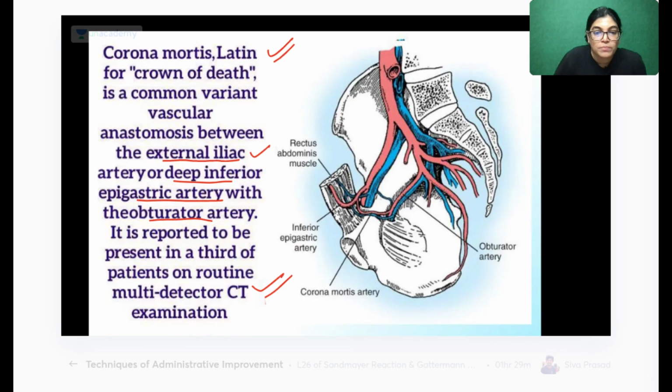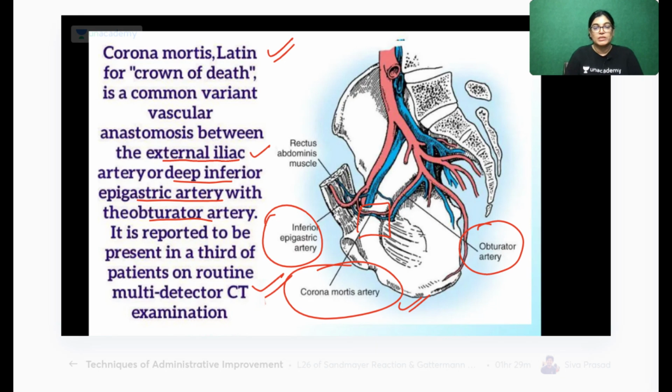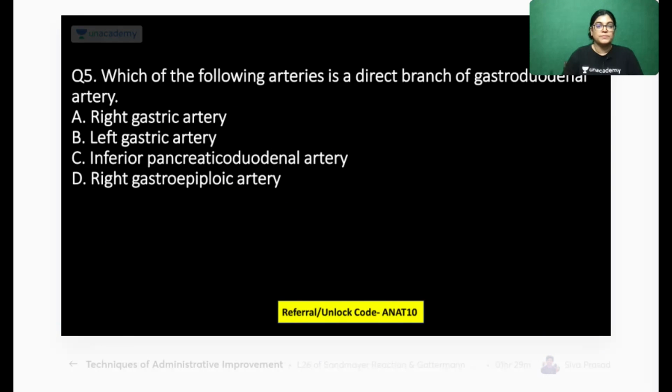Okay, so you can see here the obturator artery is here. Here is the inferior epigastric artery, and these are joined here by an anastomotic network that is called the corona mortis artery. Let's move on to the next.